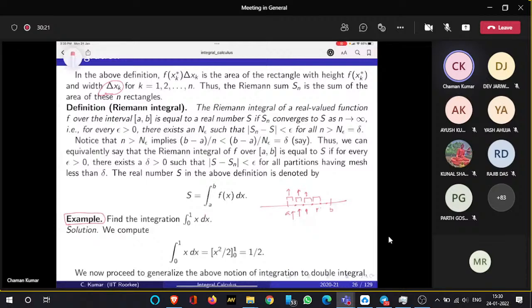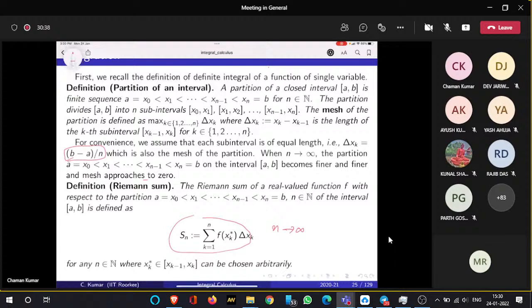So in the kth sub interval the point is xk star. Now here we have to take a point inside the rectangle, just as there we took points inside the sub intervals. So let us say that the point inside the rectangle is xk star, yk star.